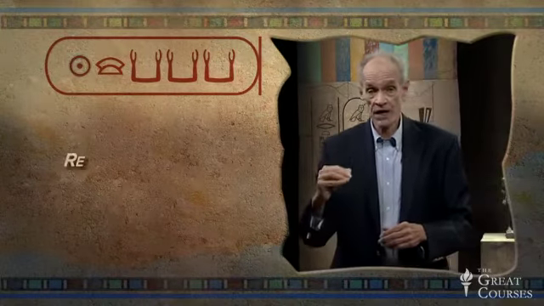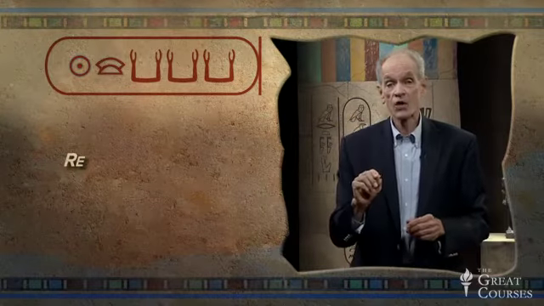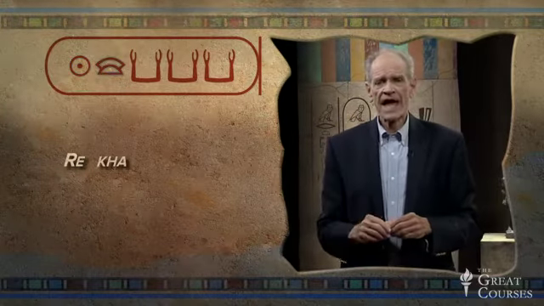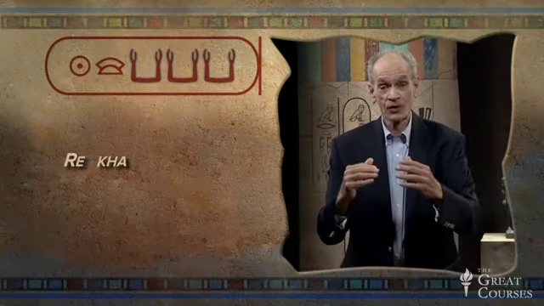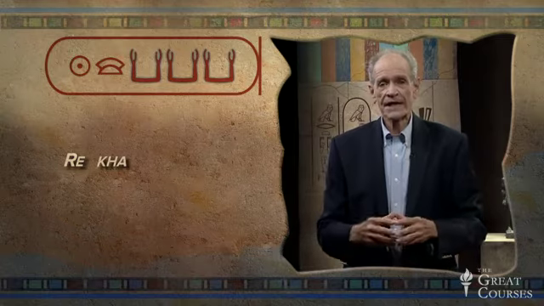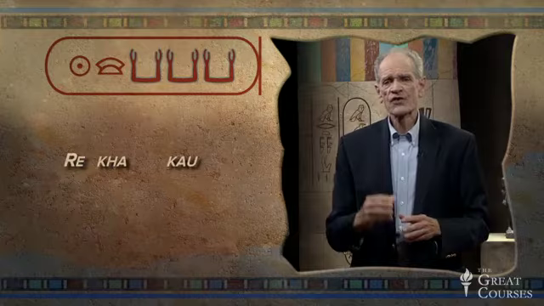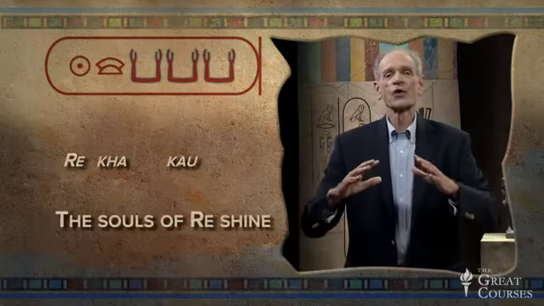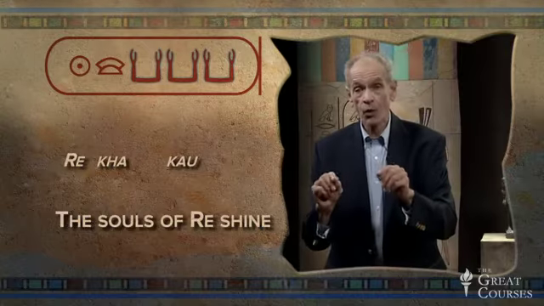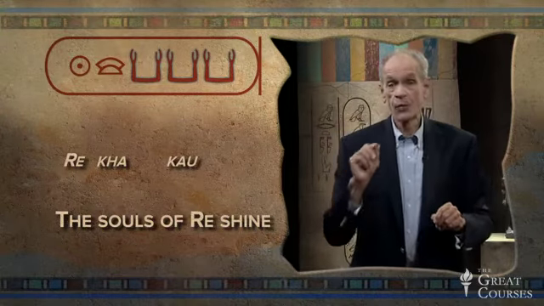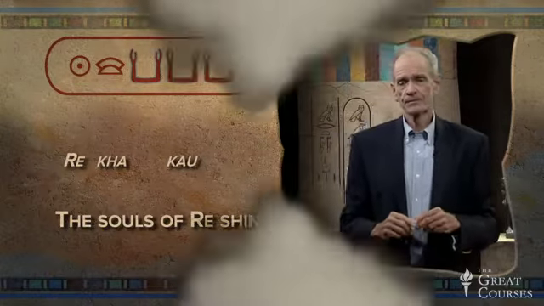It starts with the Re solar disk, again, honorific import. Next is our Cha hieroglyph. And then there are 3 Ka hieroglyphs, which together are plural of soul. They would have been pronounced Kau, since U is the plural ending. So the name might mean something like, the souls of Re shine. Okay, now that we know what the name should look like and what it means, let's look at the name as it is on the statue.